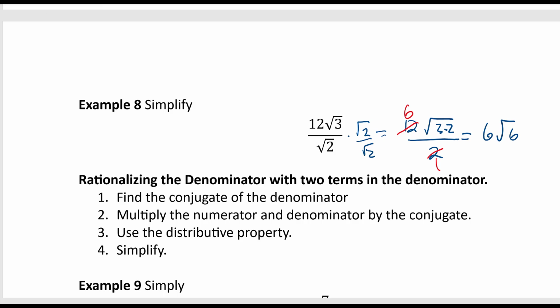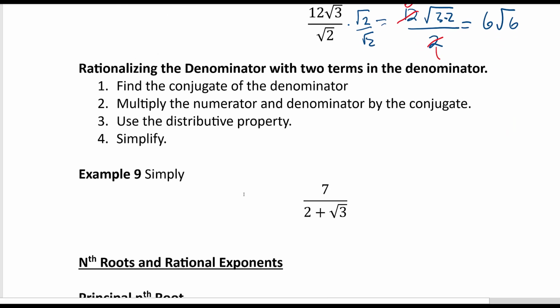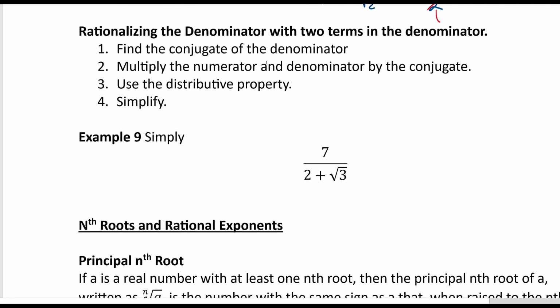Now let's talk about rationalizing the denominator with two terms in the denominator. So if we have two terms, it says find the conjugate of the denominator. So conjugate, if it's a plus b, its conjugate is a minus b. If it's a minus b, the conjugate is a plus b. So find the conjugate of the denominator. Multiply the numerator and denominator by the conjugate and use the distributive property to simplify.